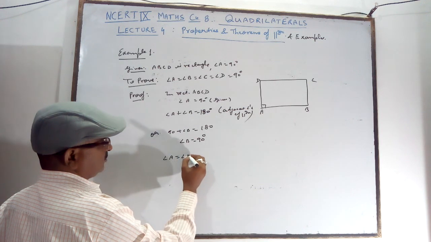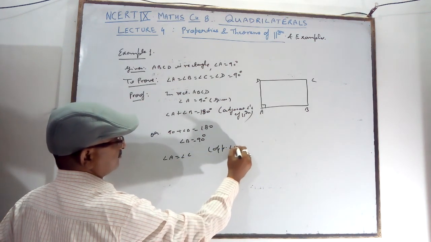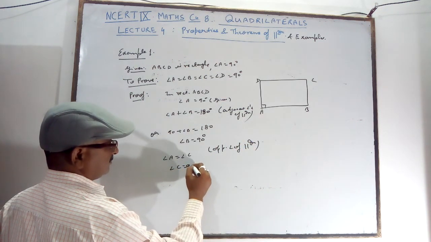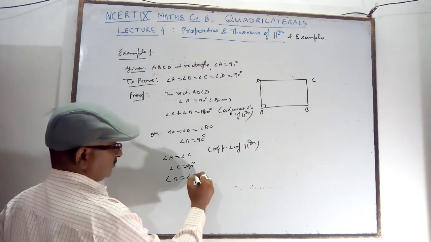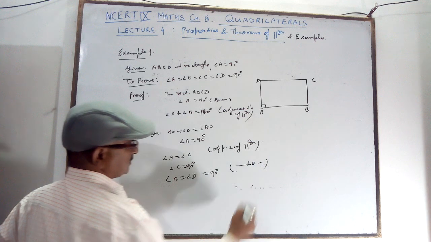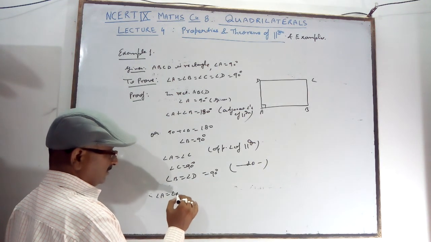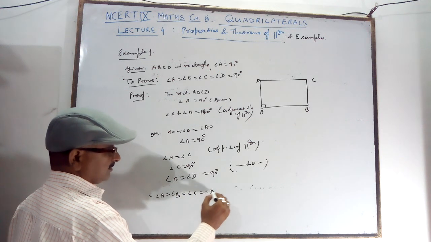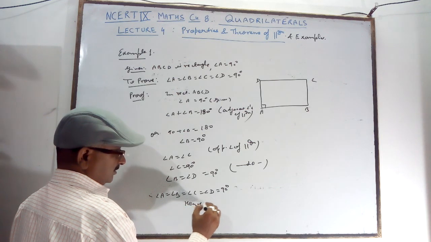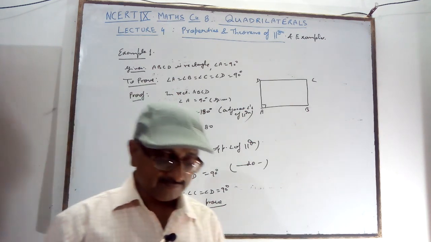Angle A is equal to angle C because of opposite angles of a parallelogram, so angle C is also 90. Angle B is equal to angle D is equal to 90 degrees, as above, opposite angles of a parallelogram. Therefore, angle A is equal to angle B is equal to angle C is equal to angle D is equal to 90 degrees. Hence proved. Each angle of a rectangle is 90 degrees.